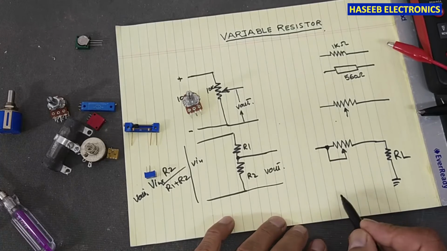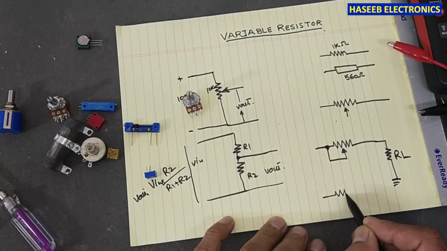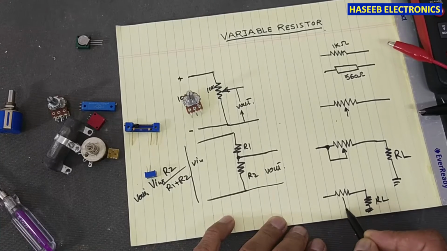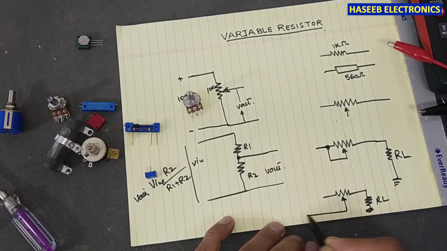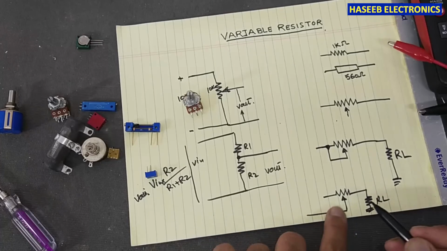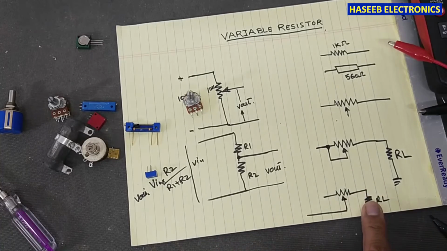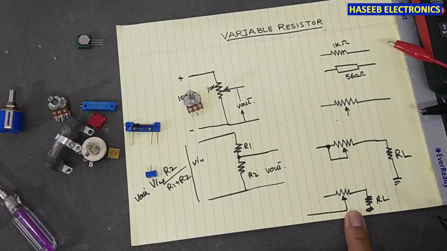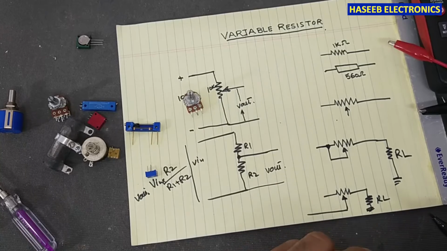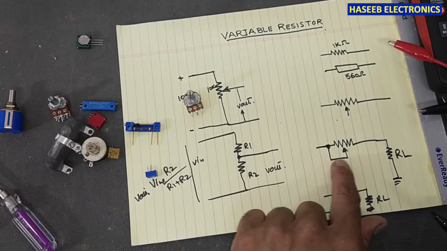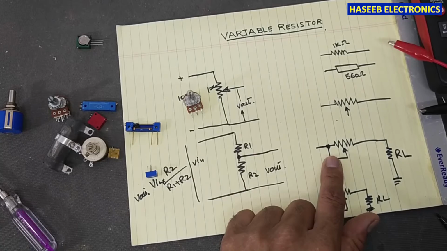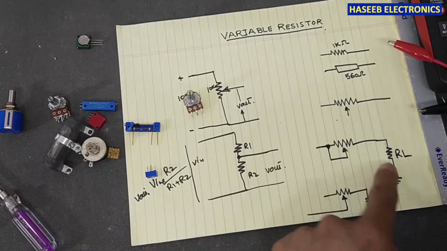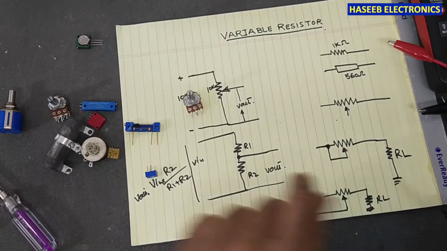Either we apply RL, we apply some voltage here, and this is output. Or sometimes we apply voltage here and we take output from the slider arm. The third terminal is most of the time left blank, or it is short circuited with the slider arm. So it is in series, the current will pass through this. So it is a high current component.